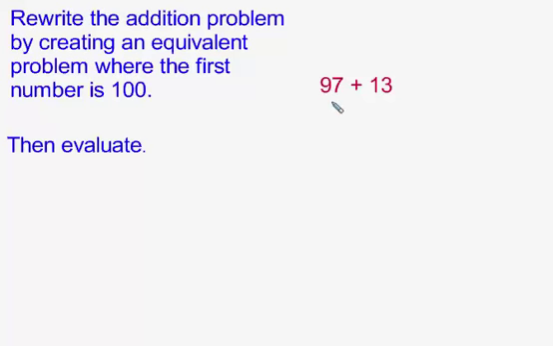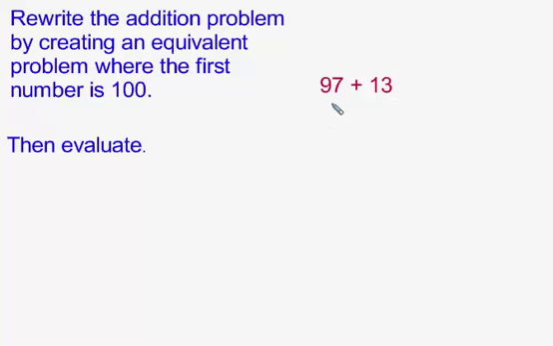Here's a problem where I am to add two integers, and the idea is for you to learn ways to do this without using a calculator. So one way you can add integers, especially if one of the numbers is close to 100, is to rewrite the addition problem as an equivalent one where the first number is 100. Then when we're done, we need to evaluate, meaning do the calculation and report the result.